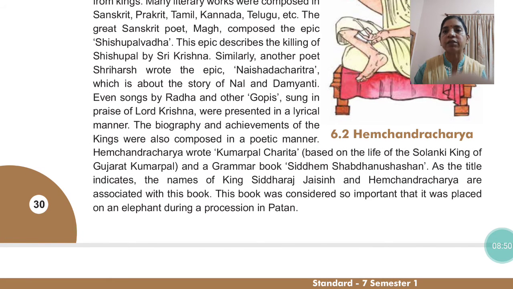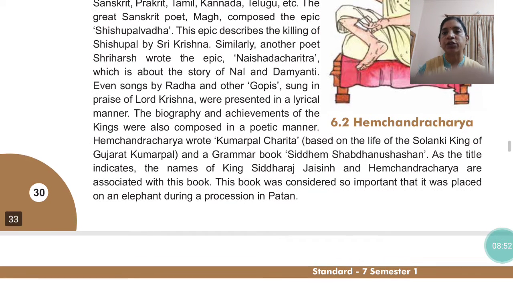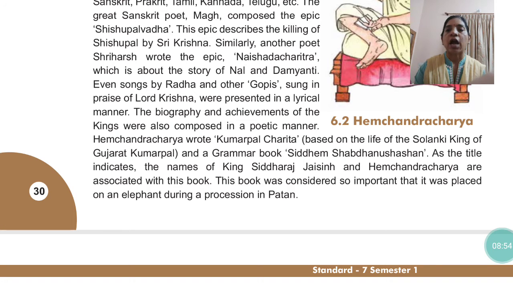This epic describes the killing of Shishupal by Lord Krishna. Similarly, another poet, Sri Harsh, wrote the epic Naishida Charitra, which is a story about Nal and Damayanti. Even songs by Radha and other gopis sung in praise of Lord Krishna were presented in a lyrical manner. The biography and achievements of the kings were also composed in a poetic manner.